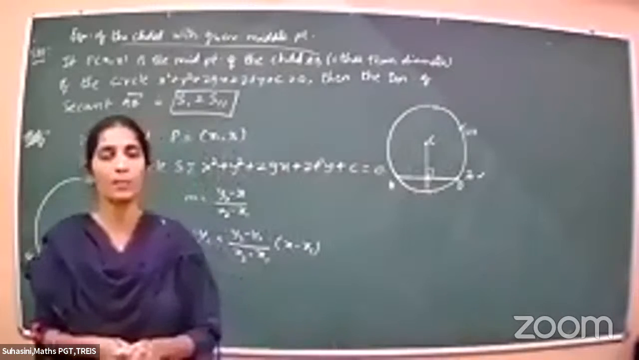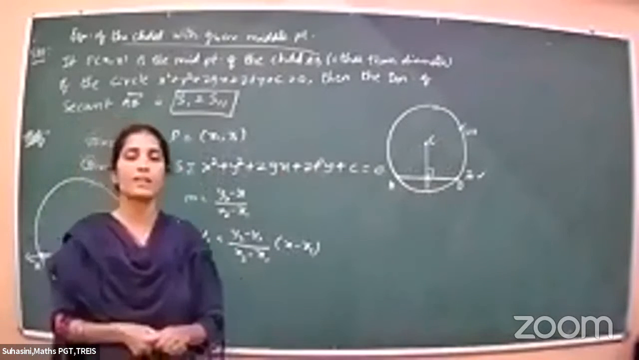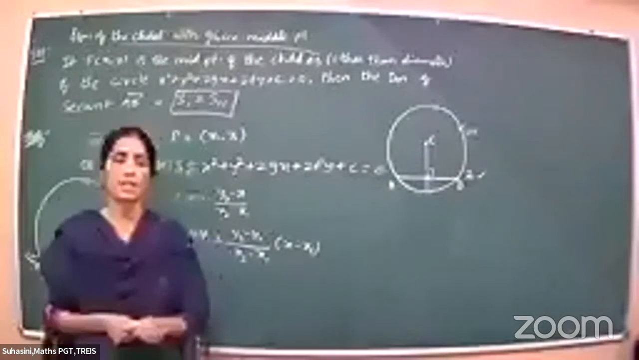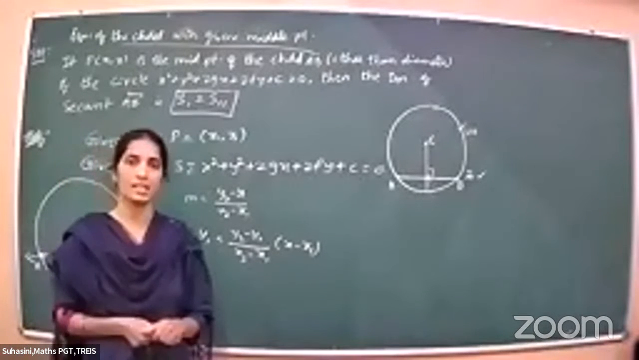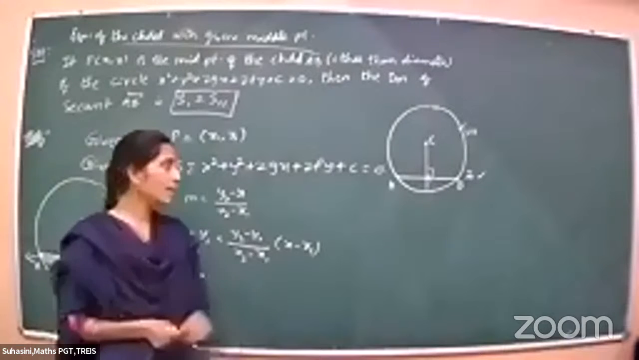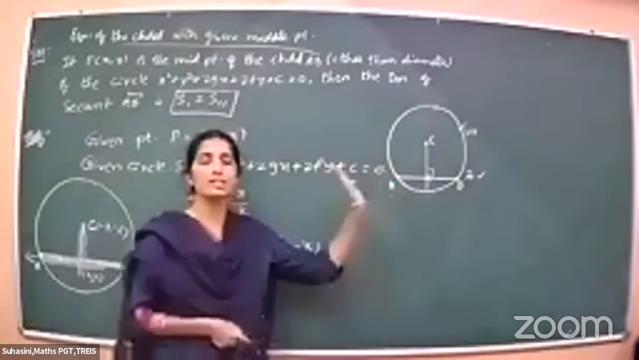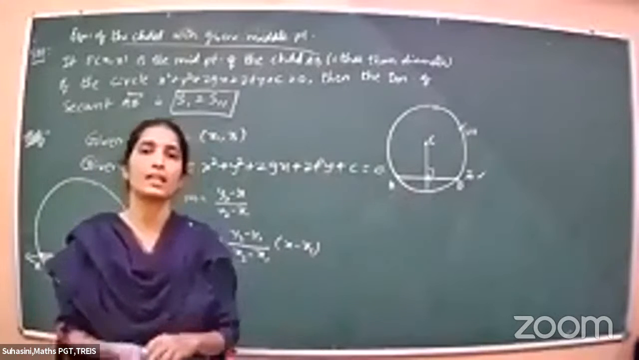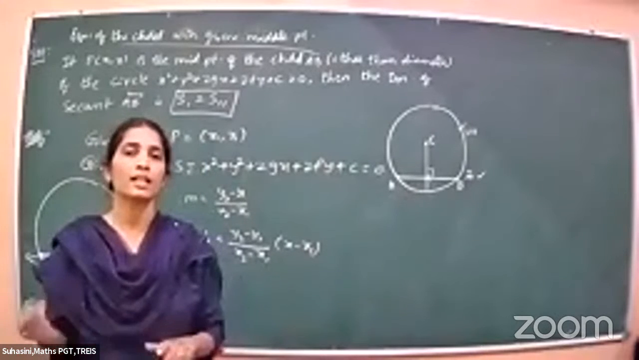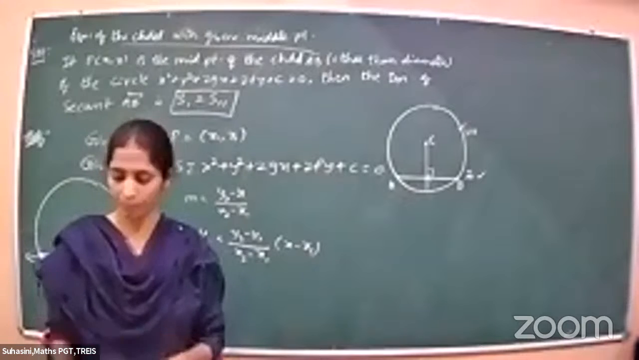What is the formula, children? (h minus x1) by a is equal to (k minus y1) by b is equal to minus of (a x1 plus b y1 plus c) by (a square plus b square). Using that, we can find out P. It is already solved in the textbook. I am just explaining the concept because this concept is not covered in the exercise problems.